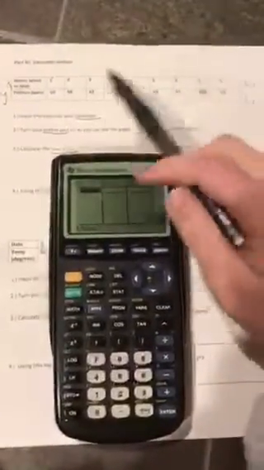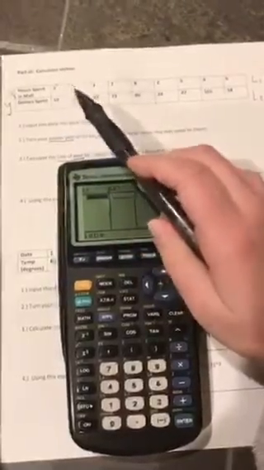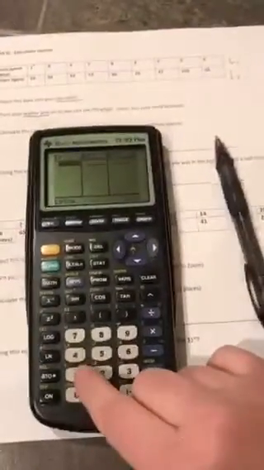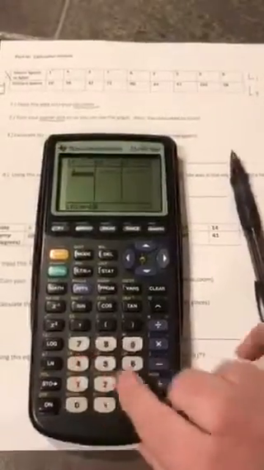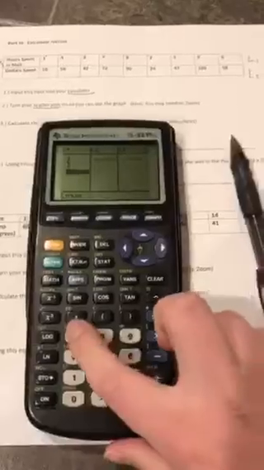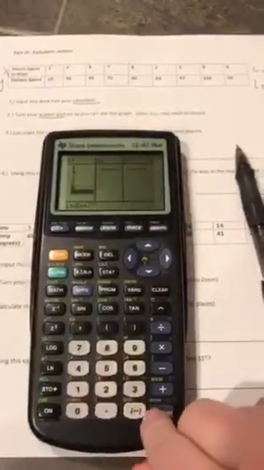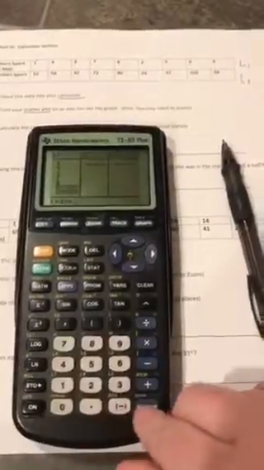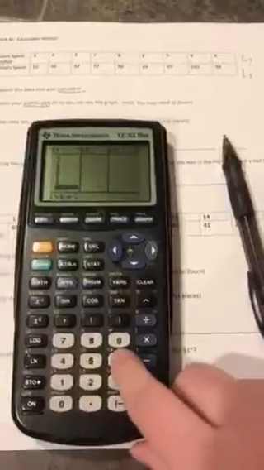So I'm going to start by putting all of my X values, or the hours spent in the mall, 1, 4, 3, into L1. So 1, enter, 4, enter, 3, enter, 7, enter, 8, 2, 5, 9, and 6.